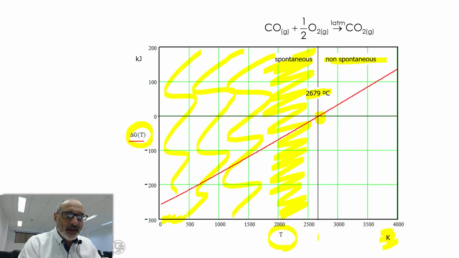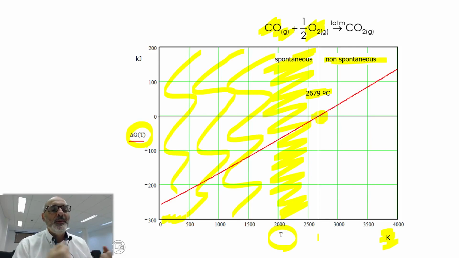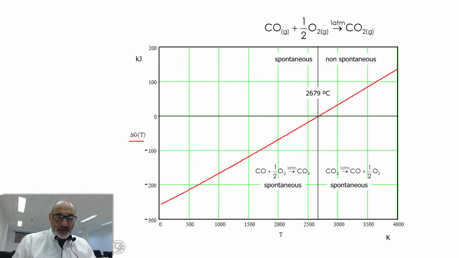So we know that at this very high temperature, CO bumps, shocks with O2 at so high speed that they don't have time to form CO2. They have too much energy, so they bump and bounce back, okay? So that's the reason why this reaction is non-spontaneous in this indicated sense here. It's obvious that if it's non-spontaneous in one sense, it is spontaneous in the opposite sense, okay?